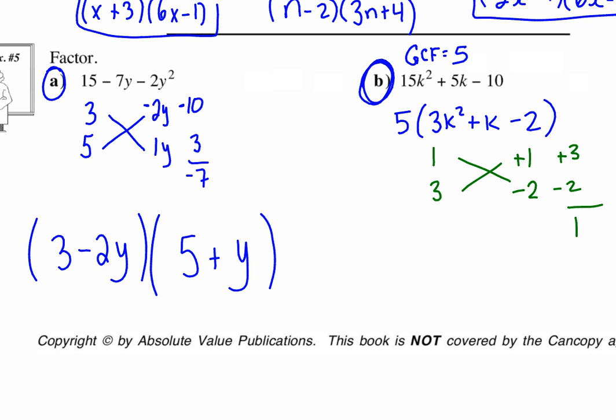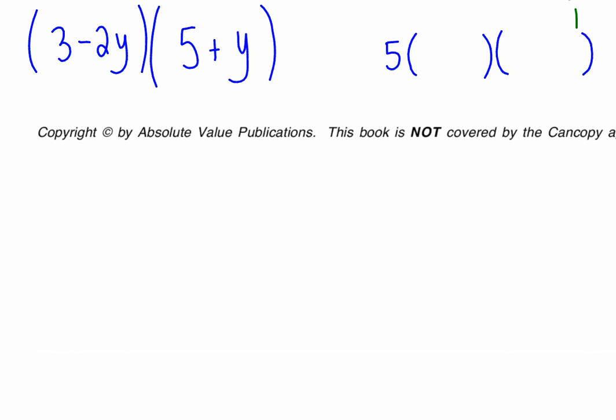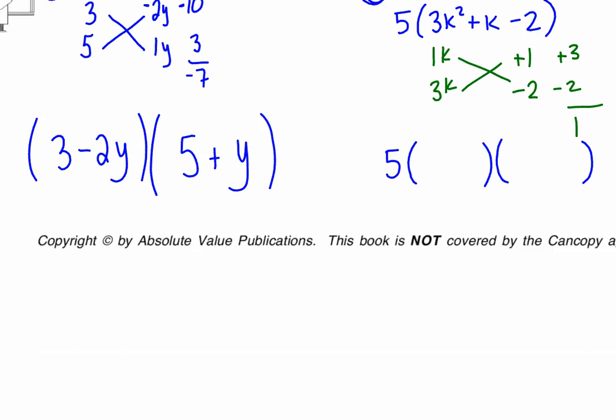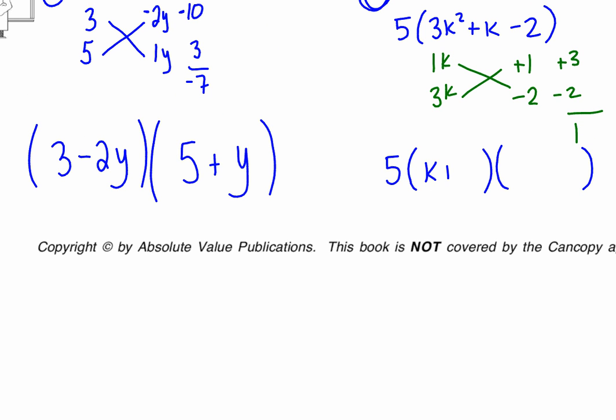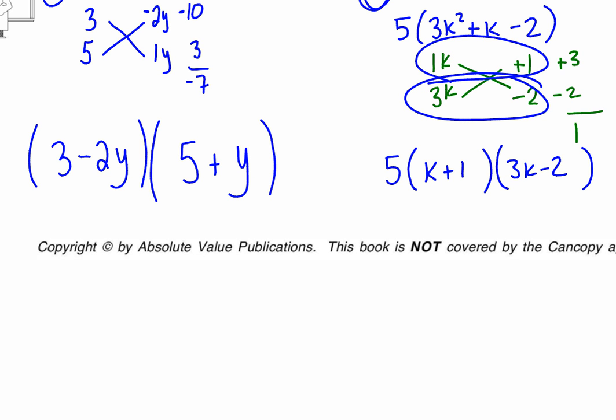Okay, so what is this going to factor to? Be very careful. Put the GCF in front. Don't forget. And we're left with k plus 1 times 3k minus 2. And then the 5's in front. Not so bad? No. It's not a big jump from yesterday, right?